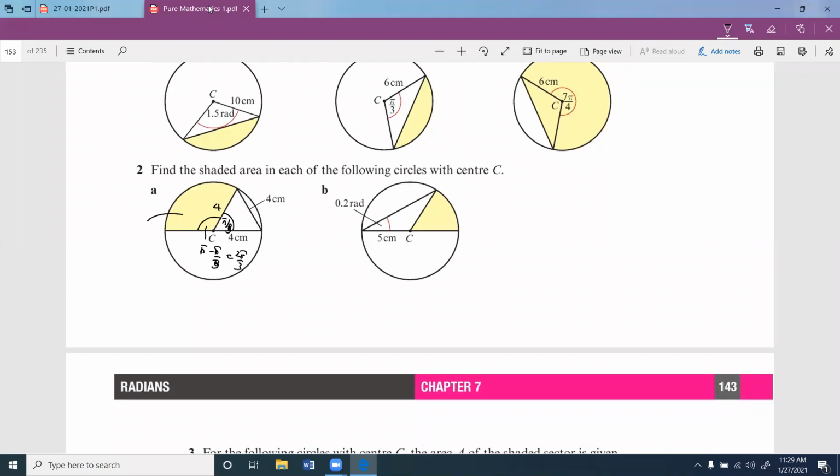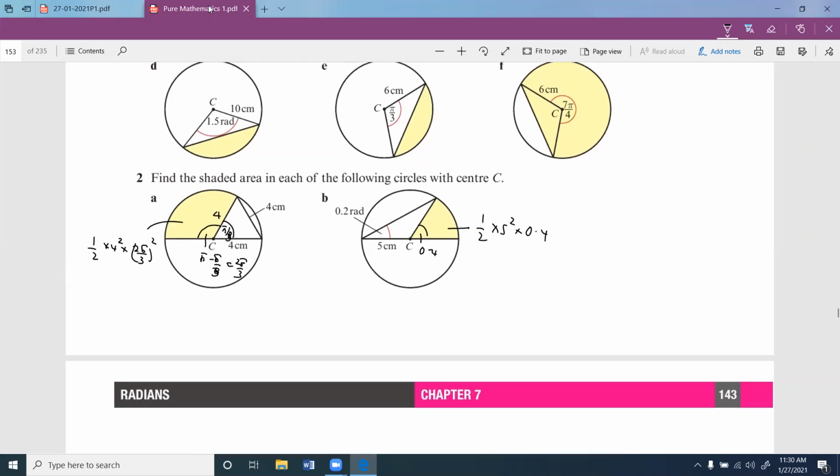Then you can get this area by half into 4 squared into 2 pi by 3. If this is 0.2, this turns out to be 0.4. Then it turns out to be half into 5 squared into 0.4, that is half r squared theta. Like that you can get it.